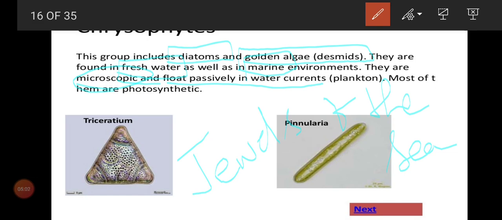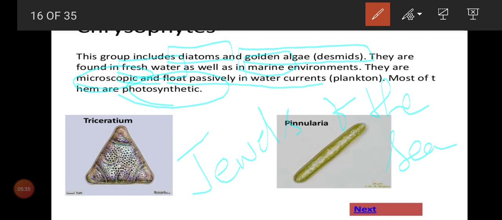And most of them are photosynthetic. What does it mean? We know algae can prepare their own food, so we call it photosynthetic. So that's all about the characteristics of chrysophytes. So what is chrysophyte, children? Chrysophytes means a golden algae. Remember, the word should come into your mind. Chrysophytes is a group of Protista, and it is an algae.